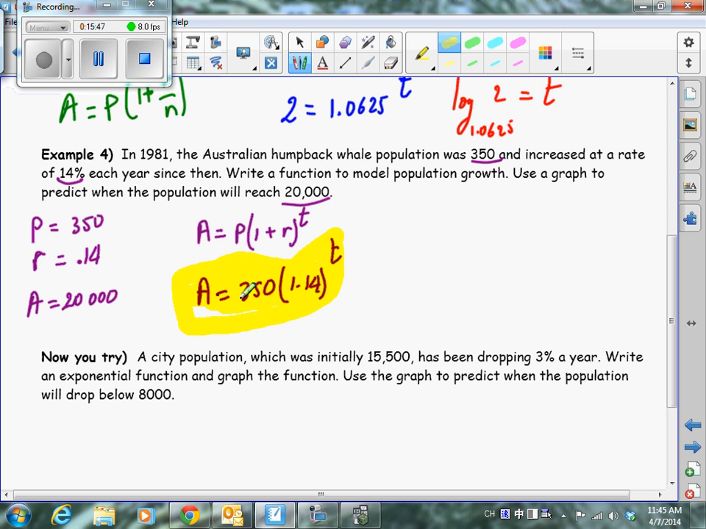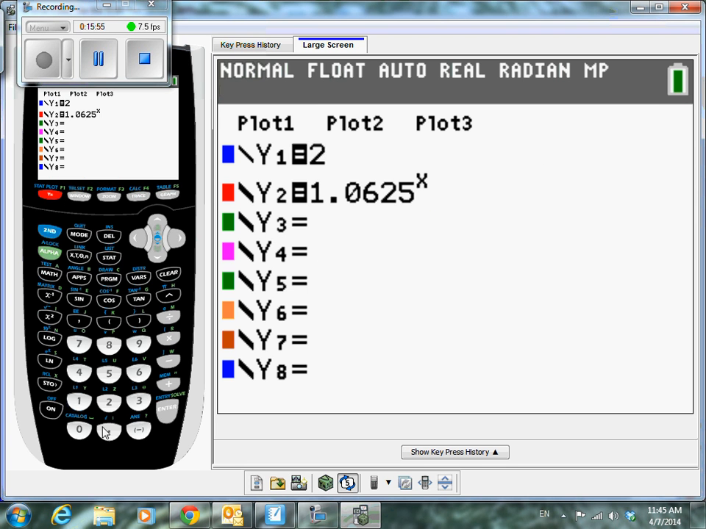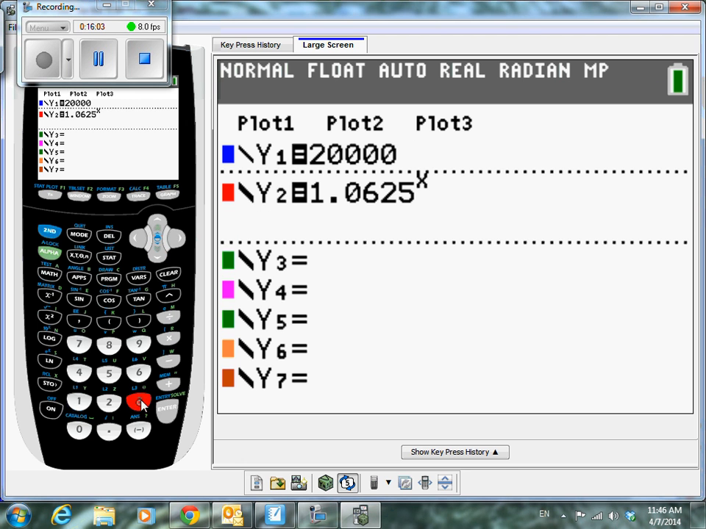Now, let's use our graph to predict it. I'm coming back to it, Erica. Okay. What's the first value that I will write here? 20,000, right? And what's the equation? 350 times, is it 1.14? That I'm raising to the power of x. Well, the x is there already.